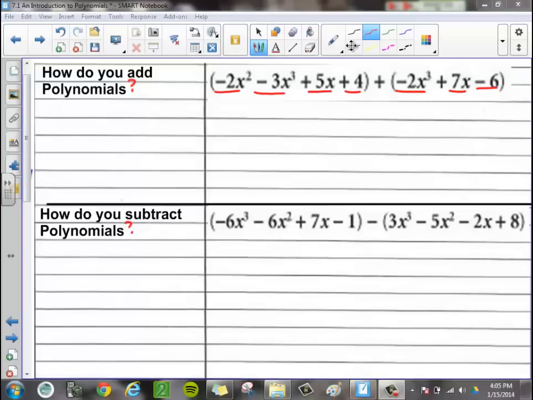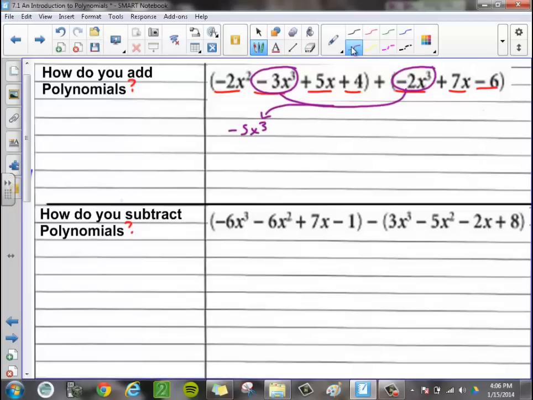So we have to figure out what terms are like between these. Let's just start by finding the term with the highest degree. If we look here, the term with the highest degree is negative 3x to the third right there. And are there any x to the thirds over here? Definitely there are. So we need to bring these two together. So what's negative 3x to the third plus negative 2x to the third when we bring those together? Well, that turns out to be negative 5x to the third.